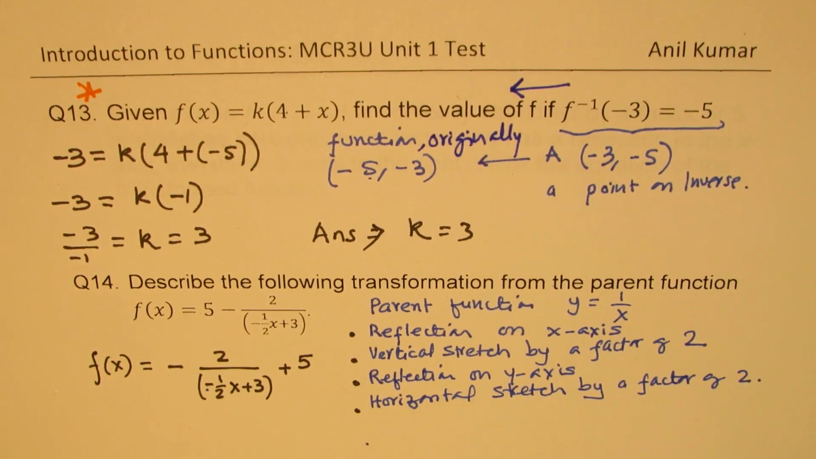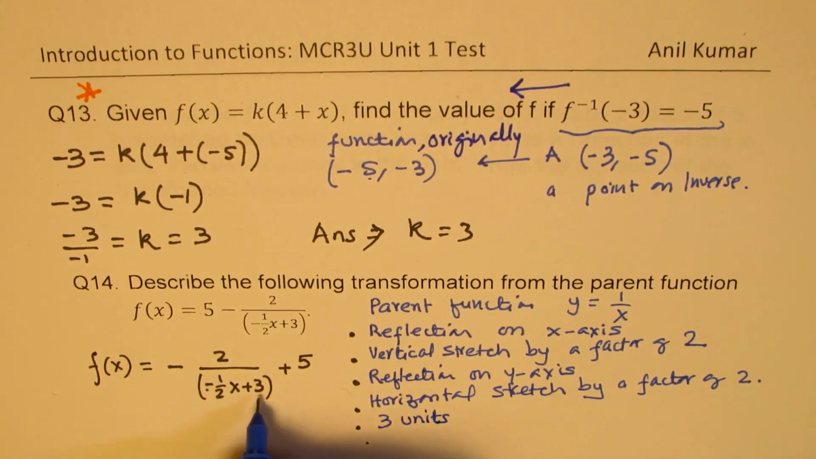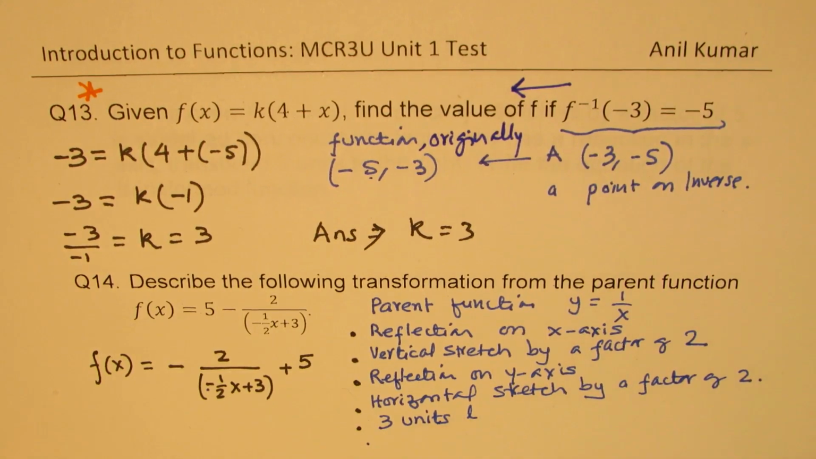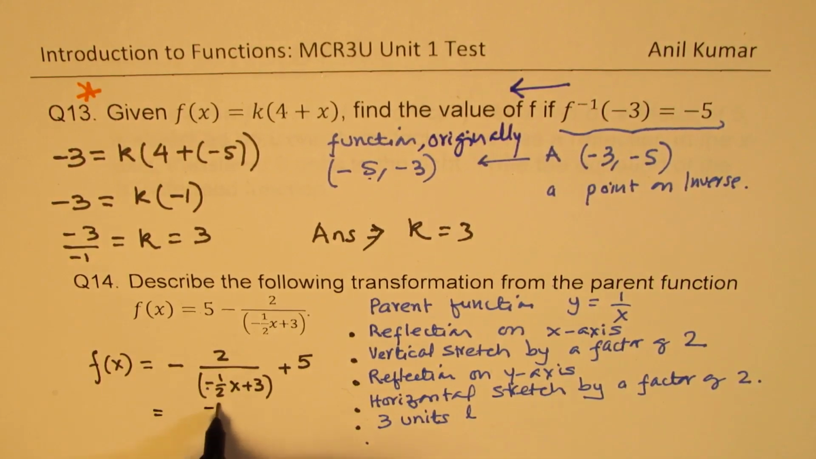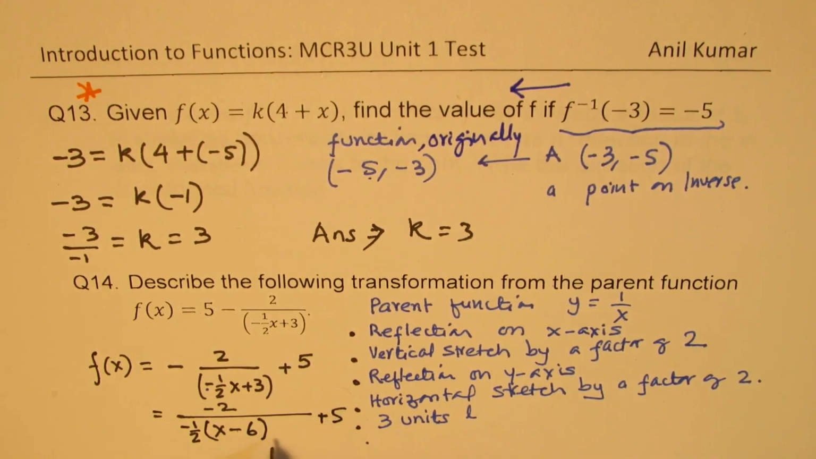So let me combine translations together. So now we have 3 units left. This is wrong. So what we have to do here is that we have to factor minus half first and then rewrite, right? So that'd be wrong, okay? So we will rewrite this minus 2 over, we'll take minus half common, right? And then we get x, and this goes in, so we get minus, and multiply by 3, we get 6, right? And then plus 5. Do you see that part, correct?